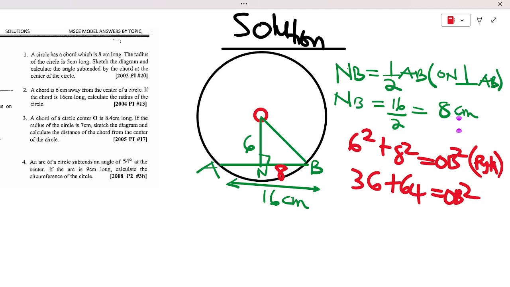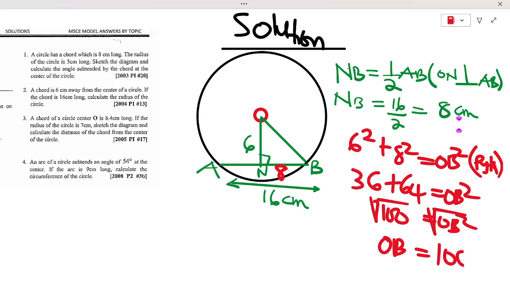So you have 36 plus 64, which is 100. So 100 is equal to OB squared. Then you have to square root both sides. Therefore, OB will be equal to 10 centimeters. That means OB is 10 centimeters. That's all.